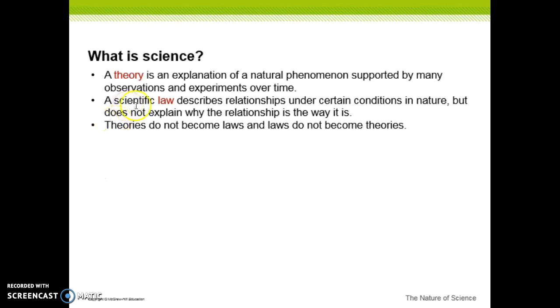Bullet point 2, a scientific law describes relationships under certain conditions in nature, but does not explain why the relationship is the way it is. So a law describes relationships under certain conditions, but it doesn't explain the why. And theories do not become laws, and laws do not become theories.